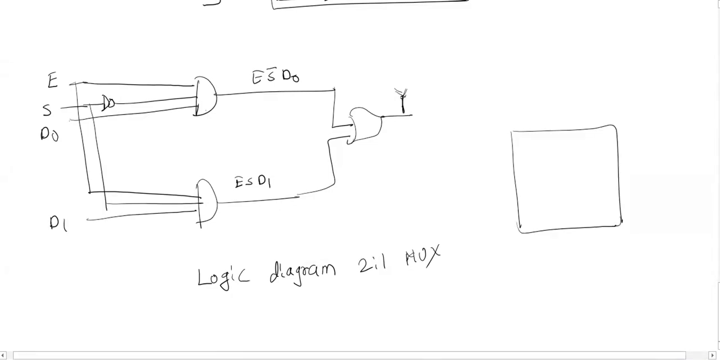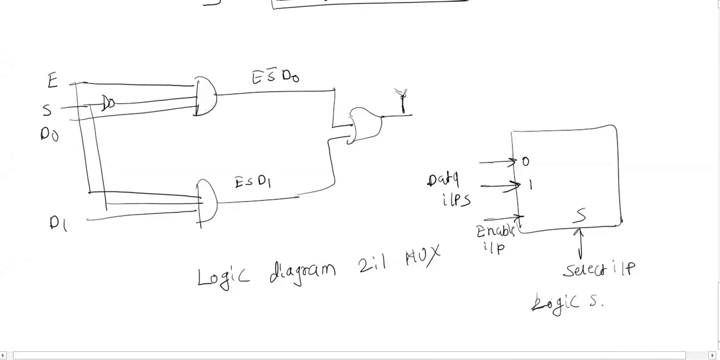Now the 2:1 mux I can show again with the logic symbol. In the logic symbol, the data inputs are either 0 or 1, whatever it will be, and the enable signal is here. This is the enable input and the select line as S. This is the select input. This is the 2:1 mux logic symbol, and this is the output Y.